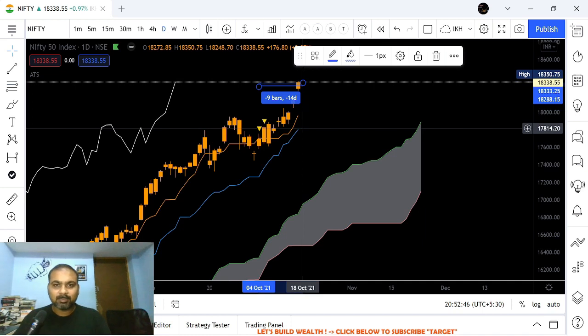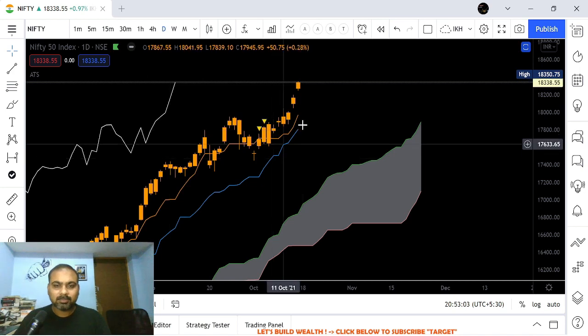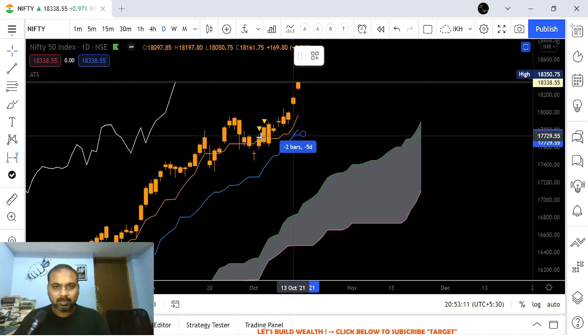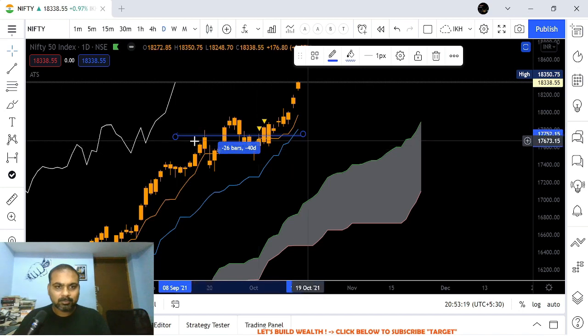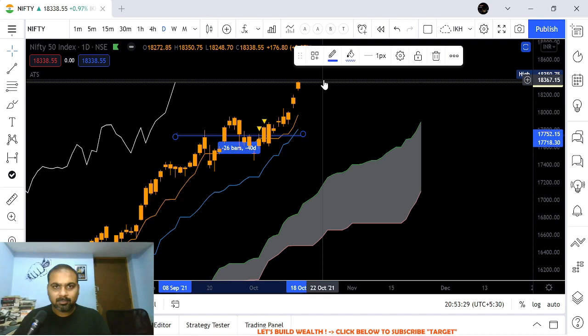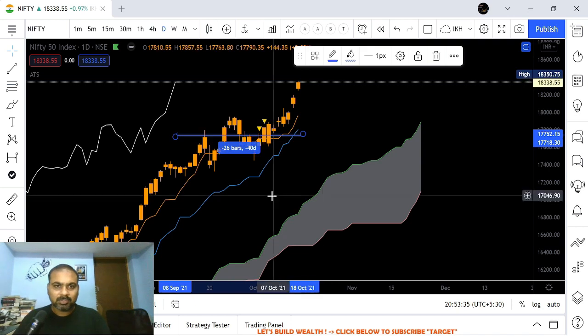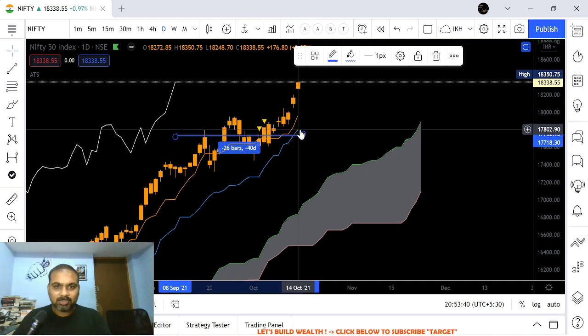In the same way, the blue line is the Kijun-sen. I'm going to check the 26-period high and low. The 26-period low is around here, 17,250, and the high is 18,338, right? If you sum these up and divide by 2, you'll get the value where the Kijun-sen is plotted.